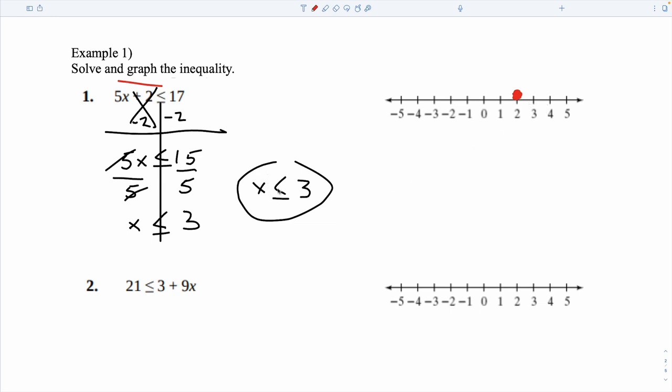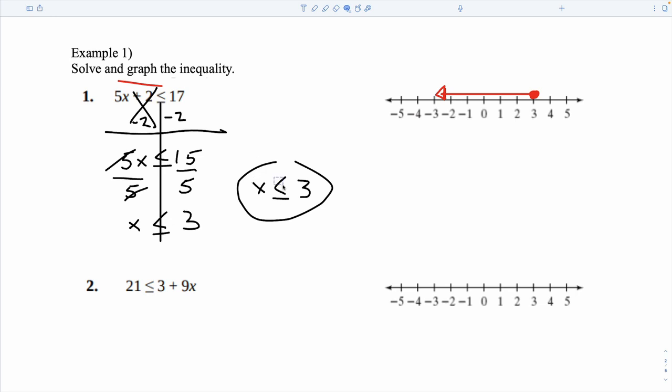Let's read the inequality again. X is, what was that sign again, Justice? How do I say that sign? Okay, so let's read it. X is less than or equal to 3. Less than 3. Less than, no one caught my blunder. Less than or equal to 3. Well, 2 is less than 3. 1 is less than 3. So this needs to be pointing left.